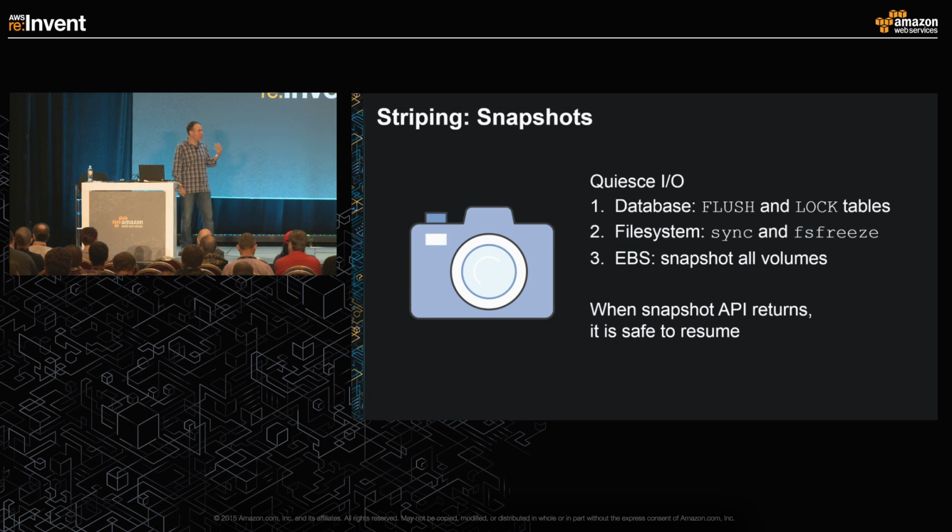When you do stripe a volume, you need to take some special attention when you're taking snapshots. And so for a database, you're going to want to flush and lock your tables. The file system, you might be able to sync or freeze, and then you can do the snapshot of all the volumes together. And this will give you a point-in-time snapshot. Now, when the create snapshot API call returns, that means that it's safe to resume I/O. We've recorded all of the data that we need to record to complete those snapshots.